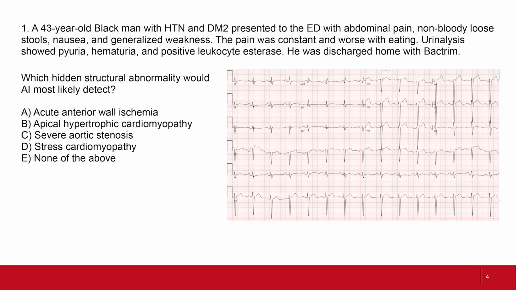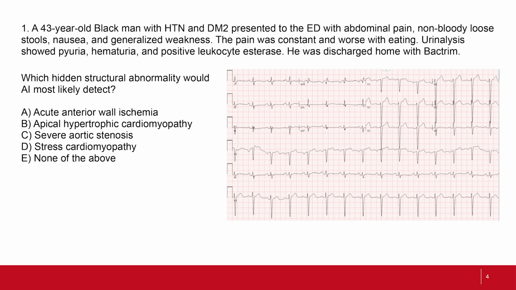So we're going to start with a 43-year-old Black man with hypertension and type 2 diabetes who presented to the emergency department with abdominal pain, loose stools, nausea, and generalized weakness. Pain was constant and worse with eating. UA showed urea, hematuria, and positive leukocyte esterase. He was discharged home.